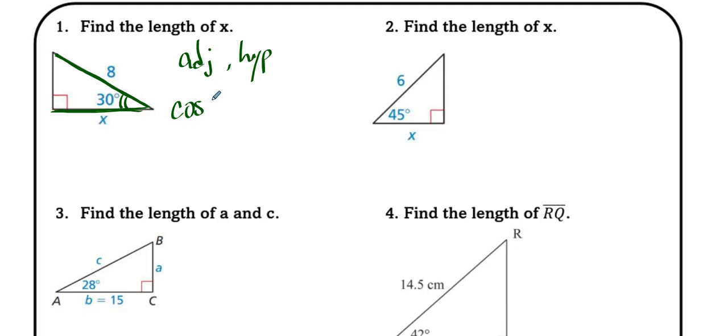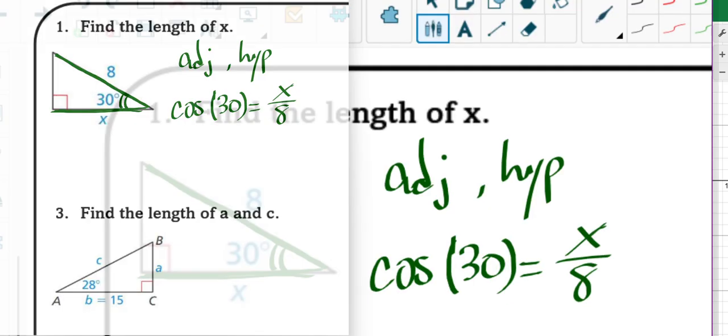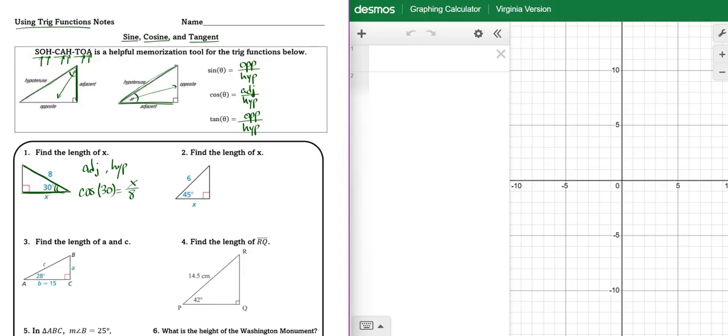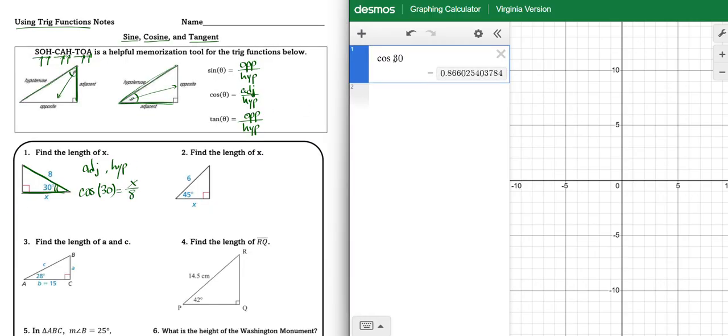So we're going to do cosine of the angle, cosine of 30, equals the adjacent side, which is x, over the hypotenuse. Cosine of 30 is just a number. That function is basically just calculating a decimal. Cosine of 30 is that decimal.